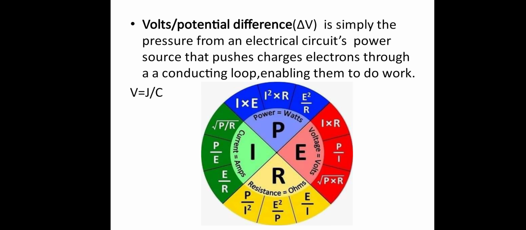Volts is simply the pressure from an electrical circuit's power source that pushes charged electrons through a conducting loop, enabling them to do work. It is also the dimension for electrical potential difference, and the symbol for electric potential difference is delta V or triangle V, and also volt is equal to joules per coulomb.